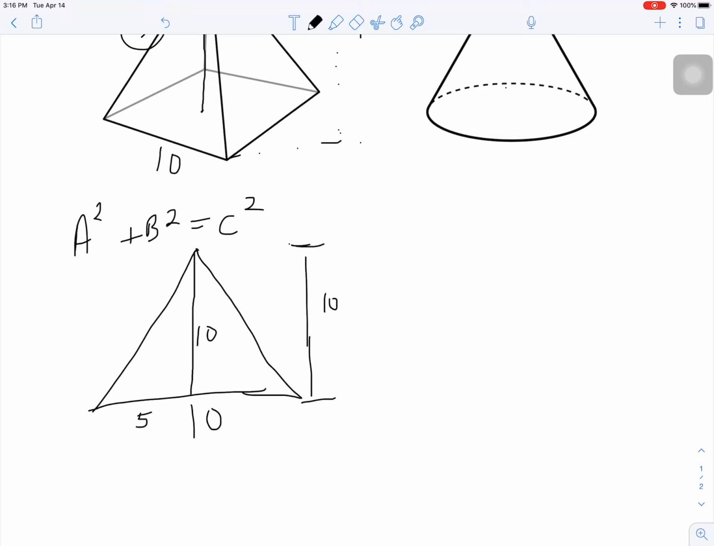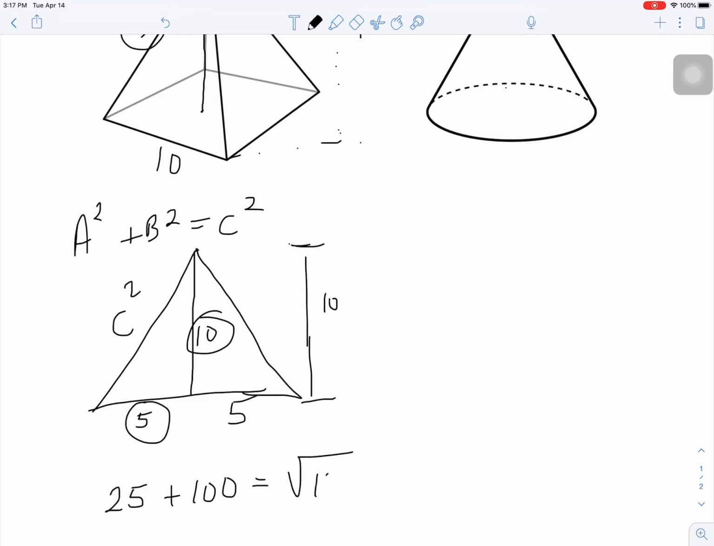So in order to figure this out, we actually have to go 5 here and take away that. So we have two chunks of 5, right? So then we can figure out our theorem, which would be this 5 squared plus the 10 squared equals the c squared. So that would be 25 plus 100 equals 125, and then you give your square root, and that gives you your answer.